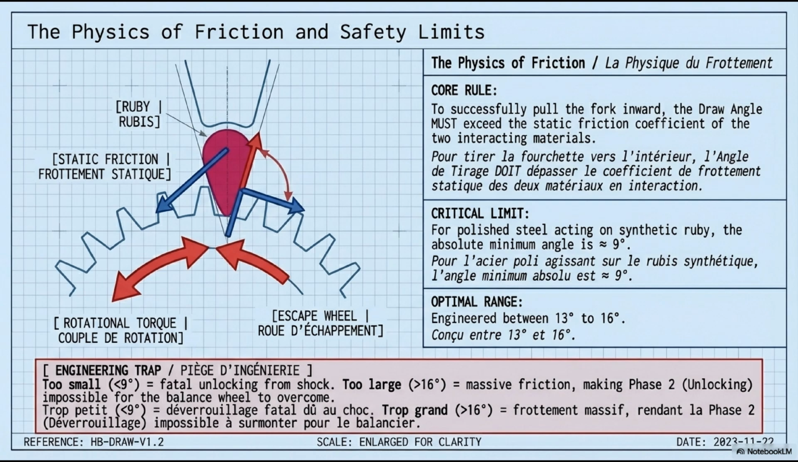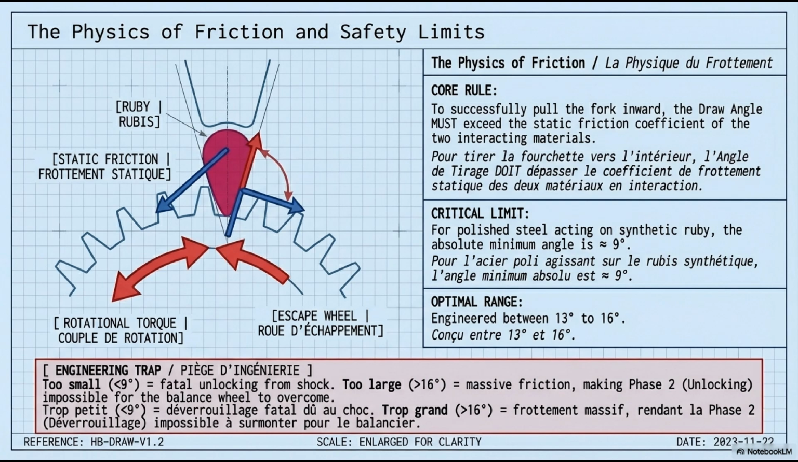A shock produces an inertial torque on the fork, and the net moment cannot return the fork to the banking pin. Optimal range, 13 to 16 degrees. This provides a 4-degree safety margin above the 9-degree friction limit, accounting for variations in lubrication, temperature, and manufacturing tolerances.